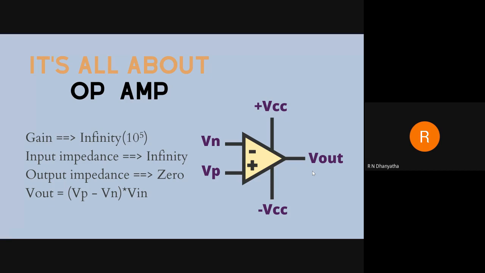See, you are applying a low signal, and at the output side you're getting a high signal. That is what everyone would desire the output to be. So this is the main reason why people would prefer op-amp circuits. The input impedance of an op-amp is infinity, as you all know, and the output impedance is zero. The final output of the op-amp is just the difference between the positive and negative terminals of the op-amp multiplied by the applied input. So let us study the interesting applications of op-amps.